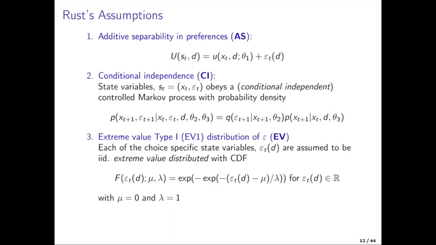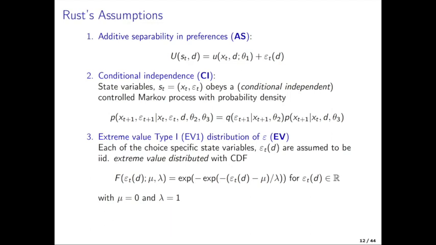So, pretty nasty. Then it's good that we have read this paper, right? Because Rust 1987 outlines the solution to all these potential problems. The first assumption he's making is called additive separability, and you have conditional independence and extreme value type 1 errors. I'm first going to talk about the implications and meaning of the assumptions, and then about all the computational benefits that they buy us.